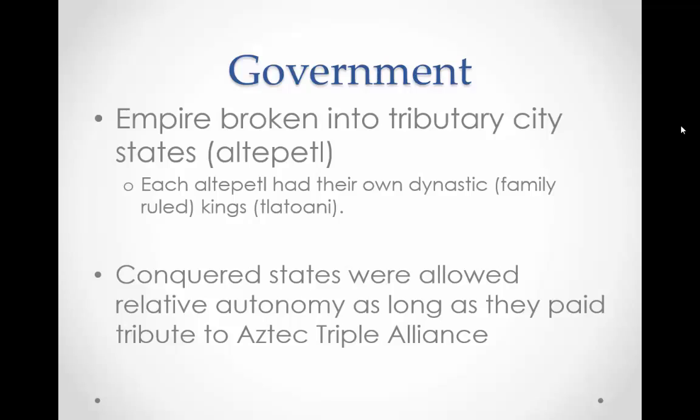And essentially what would happen is this Aztec Triple Alliance came together, and they would take control of these city-states, and they would more or less leave them with autonomy. They could operate how they wanted to, as long as they paid tribute to the Aztecs and to the emperor of the Aztecs and to the Aztec state. So they were left alone largely, which they were okay with.